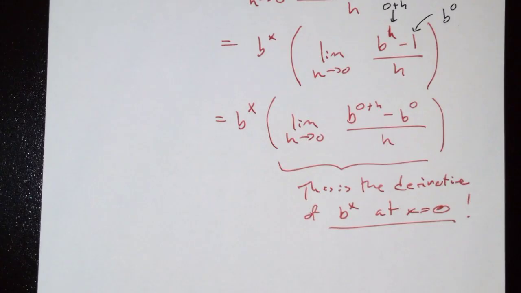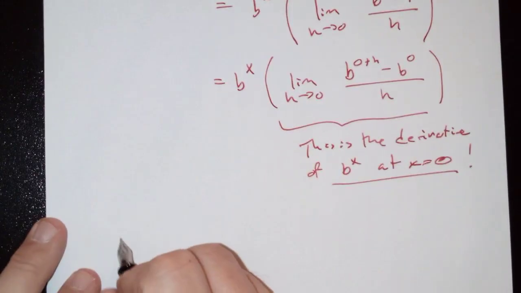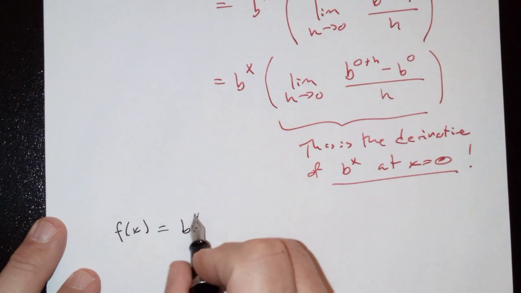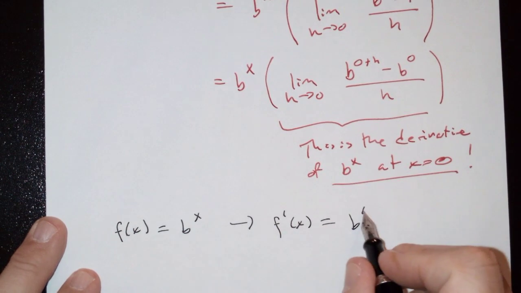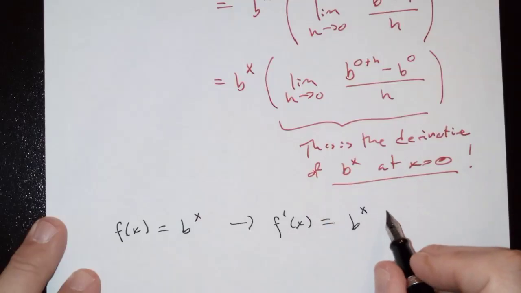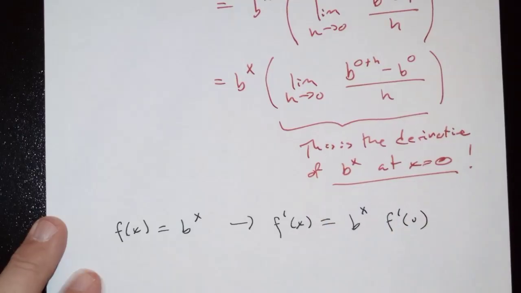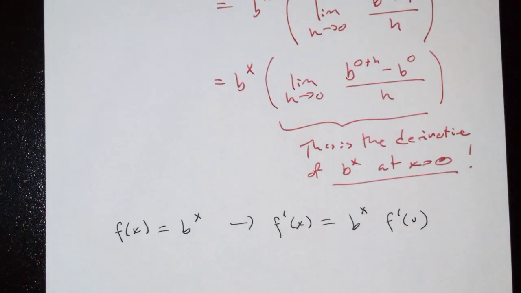That's really weird. So if I say f of x is b to the x, then the derivative is b to the x times f prime of 0. There's this weird extra number that shows up. Now, that's just weird.